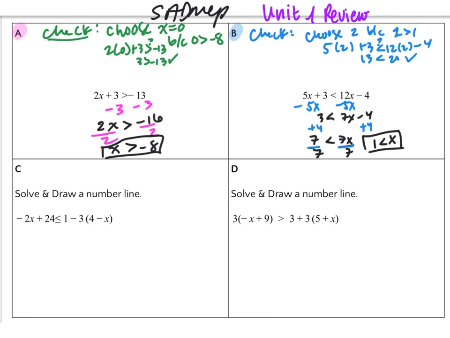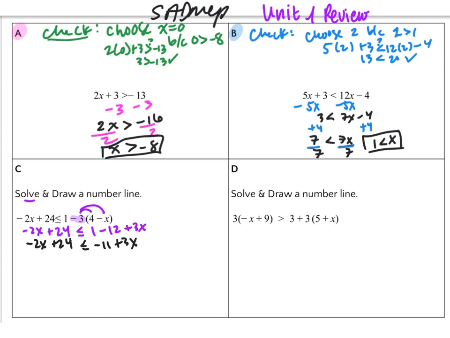This one says draw a number line. So first you have to solve and then draw a number line. The first thing I would do is get those parentheses sorted. So I would distribute the negative 3. You're going to take this negative symbol with it, yeah? So what is that? Plus 3x. And then I would start moving stuff around. The other thing I see is that 1 minus 12, so this is maybe an extra step. But such is life.